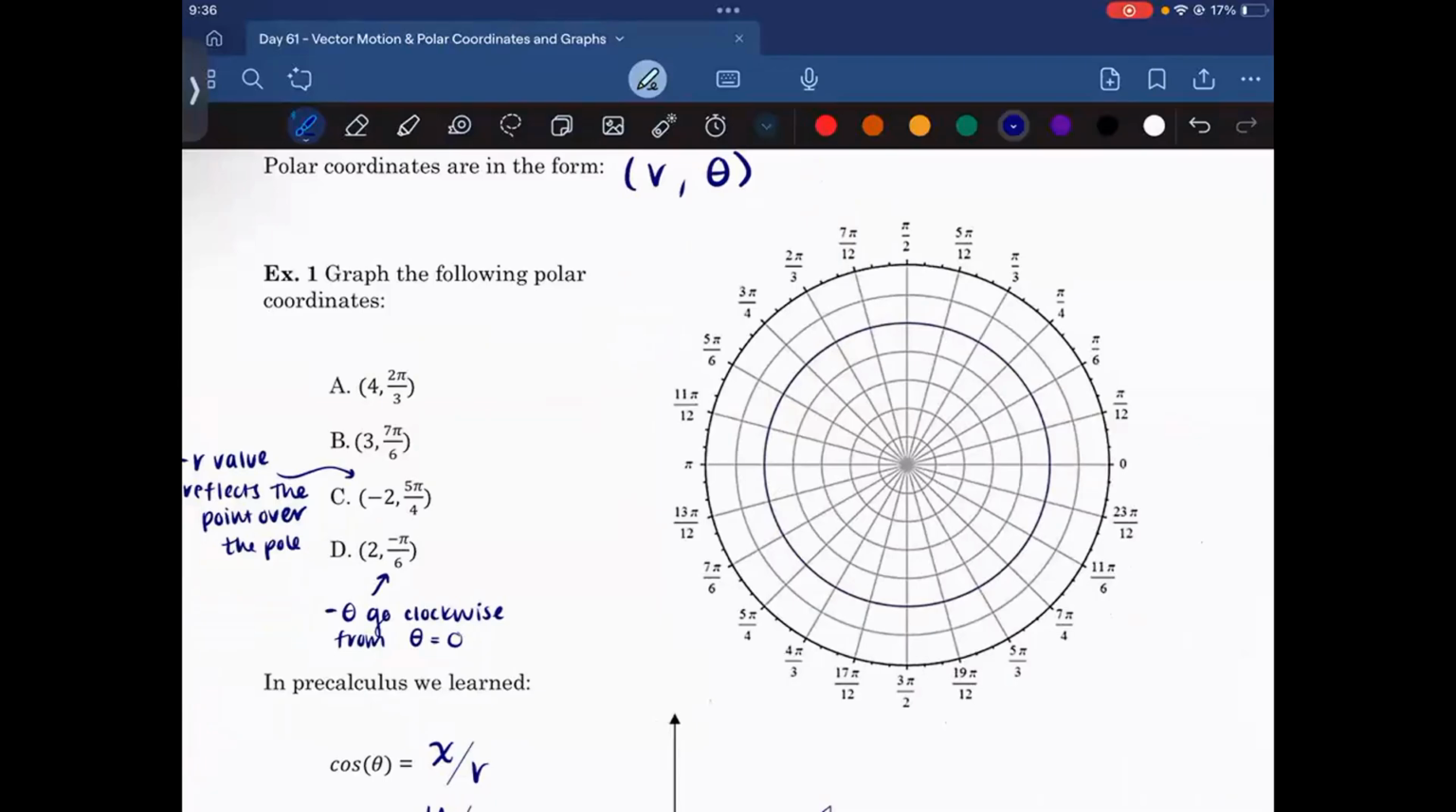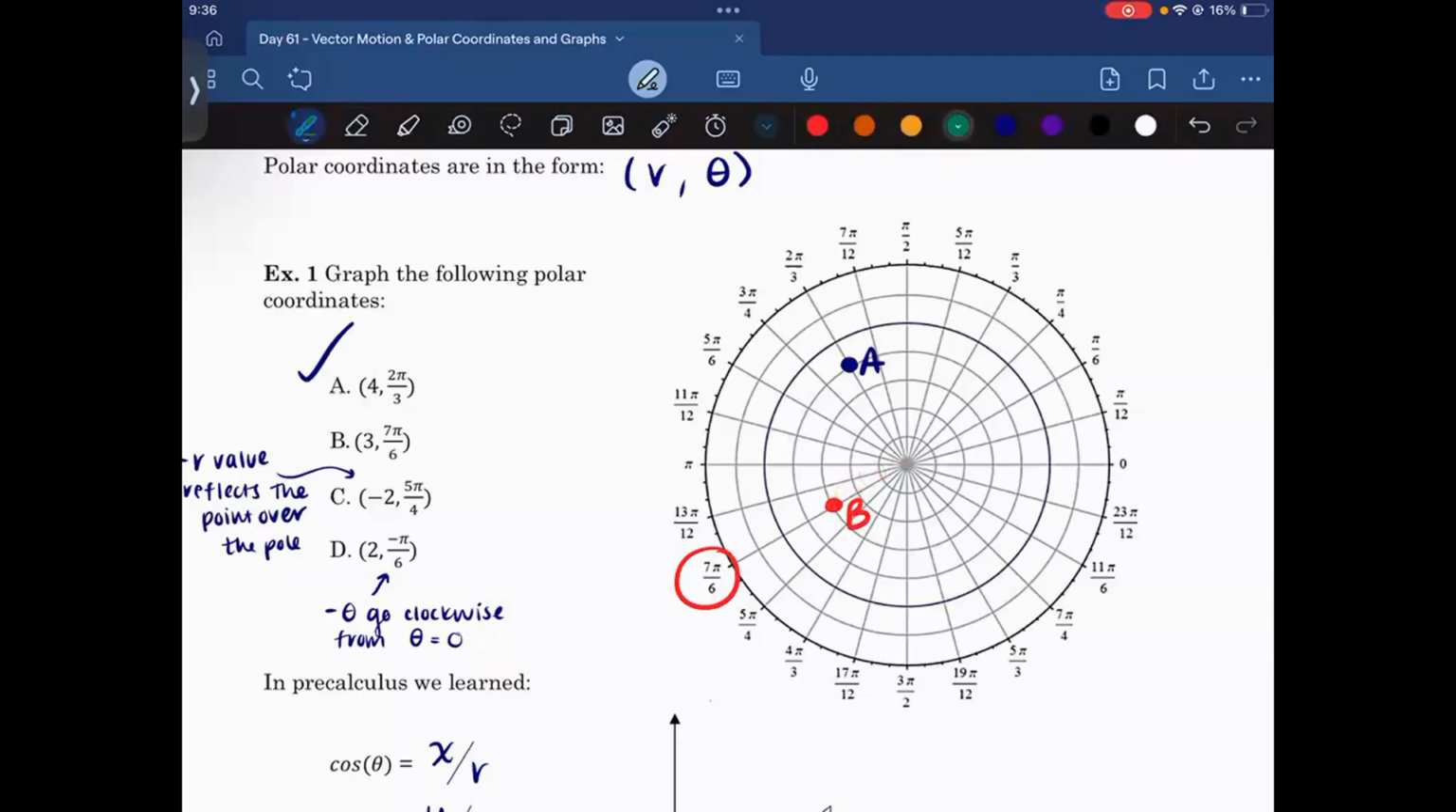So first thing we're going to do is find 2 pi over 3 right here. Then we're going to start here in the middle, and we're going to count 4. So we're going to go 1, 2, 3, and 4. And that's it. That's my A. B, same thing. So we find 7 pi over 6. And then we count from the middle. 1, 2, and 3. That's my B.